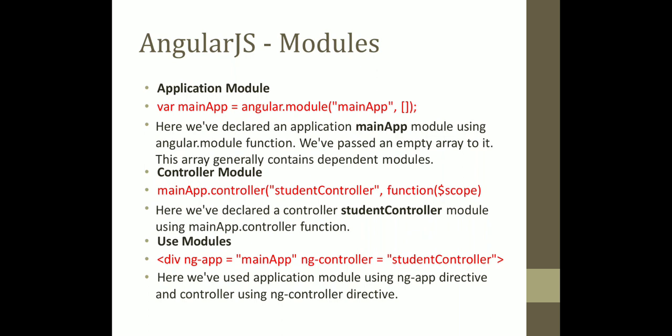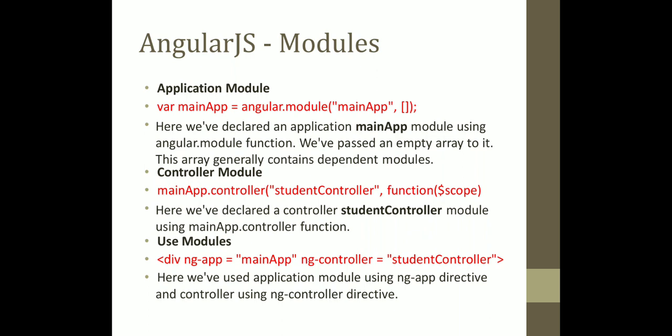So how is this controller created? With the application main app module. Main app dot controller, and we have given the controller name, plus, as told, the controller will always be there with a scope parameter. So the scope parameter is there. Here we have declared a controller student controller module using the main app dot controller function.